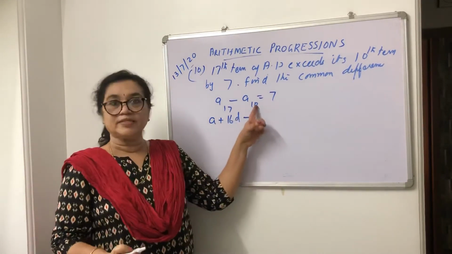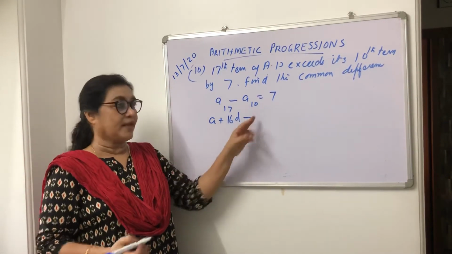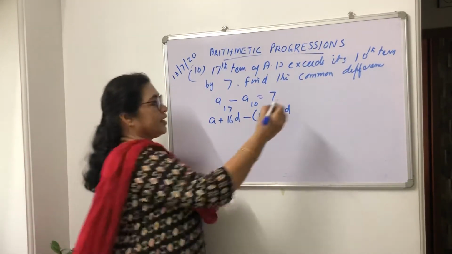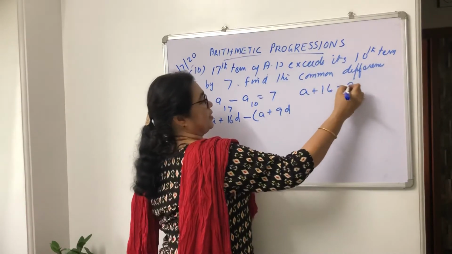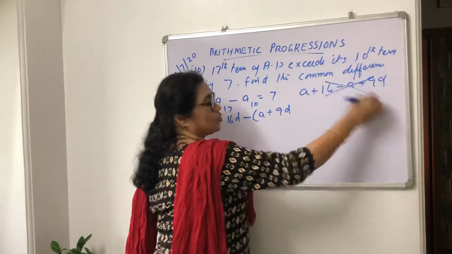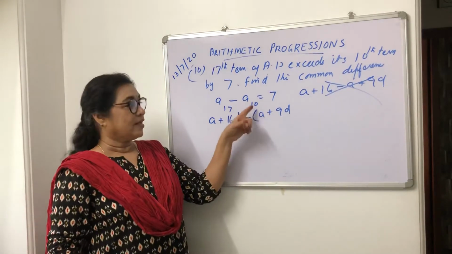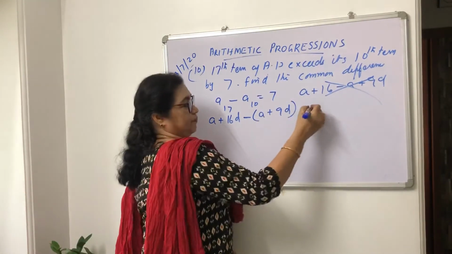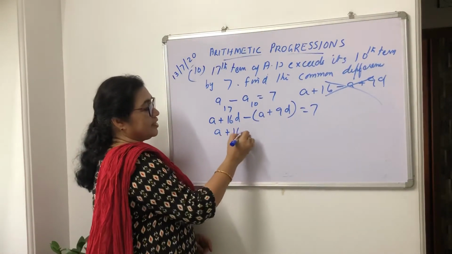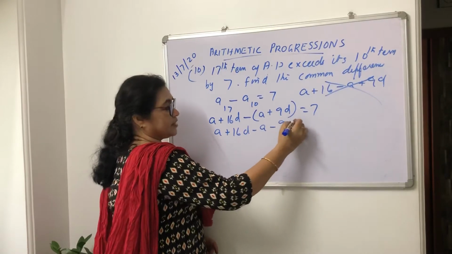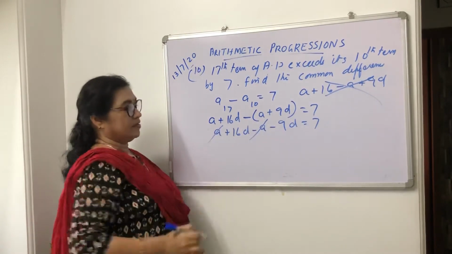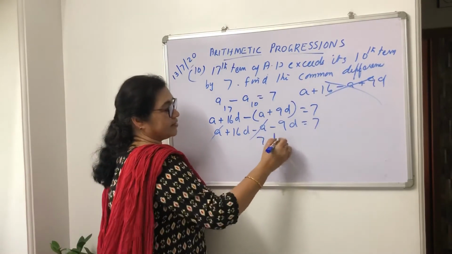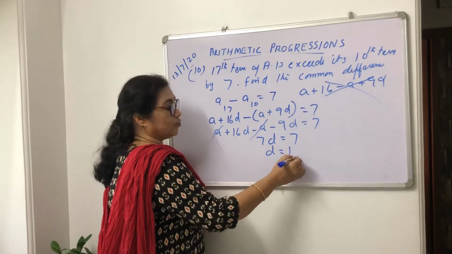See, after minus, A10 comes, you have to put it in the bracket because there are two terms, A plus 9D. So when you simply write down A plus 16D minus A plus 9D, this is wrong. So after minus, this A10 comes, which means you have to put it in the bracket and then open the bracket. So A plus 16D minus A minus 9D is 7. 16D minus 9D is 7D, 7D is 7, D is equal to 1.